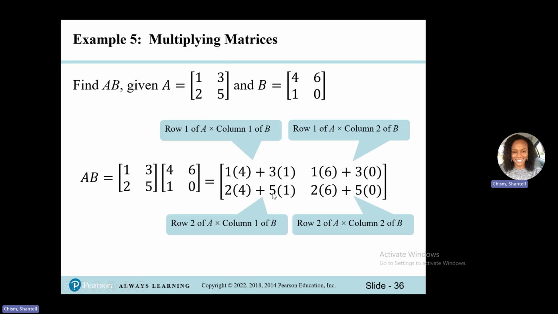This is, excuse me, the second row. This is the second row times the first column. 2 times 4 plus 5 times 1. And this is the second row times the second column. 2 times 6 plus 5 times 0. Okay? Simplifying that, multiplying, then adding together here, we get 7, 6, 13, 12.